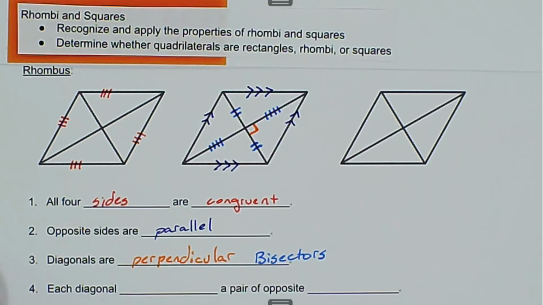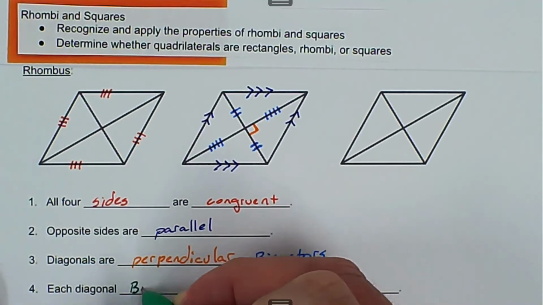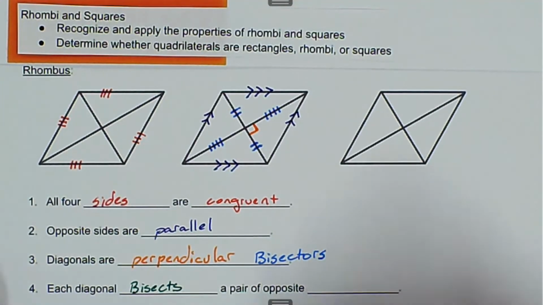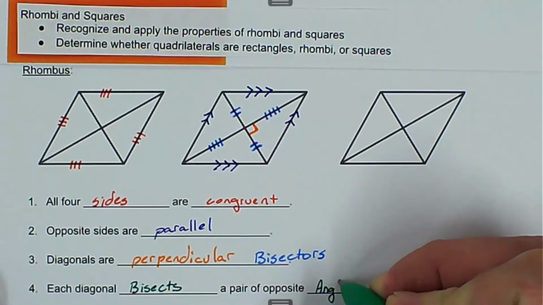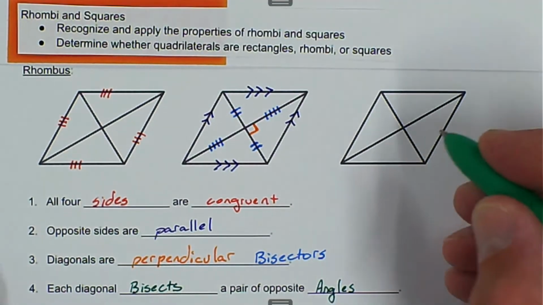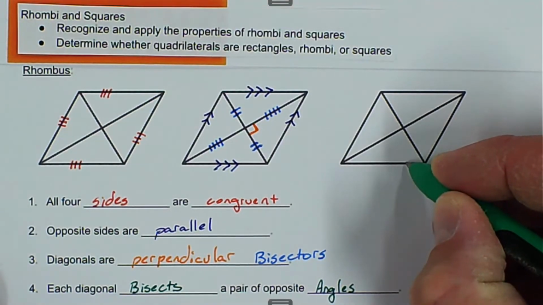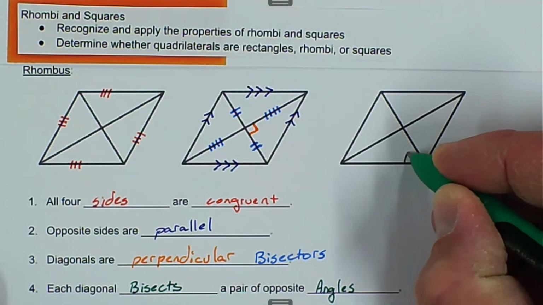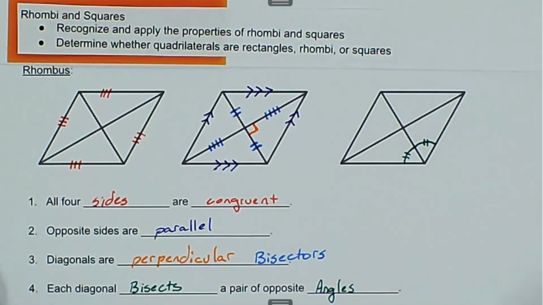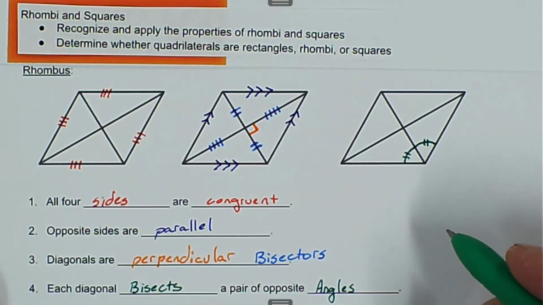And then each diagonal bisects a pair of opposite angles. So what that means is, we'll look at this drawing over here. It means that this angle was cut in half. So we can put 2 congruent marks there and 2 congruent marks there. That shows that that angle is cut in half.